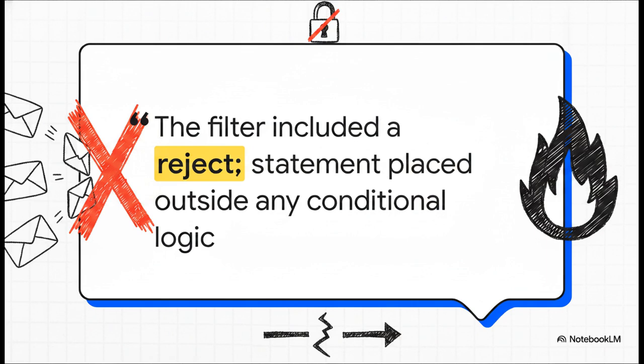In one really well-documented case, forensic investigators found a hidden Sieve script with a devastatingly simple line of code. They noted, and I quote, "The filter included a reject statement placed outside any conditional logic, which effectively halted all email processing." The impact of this is just absolute. Incoming emails aren't just hidden or moved to the trash folder. They are outright rejected at the server level. They never, ever even reach the inbox.